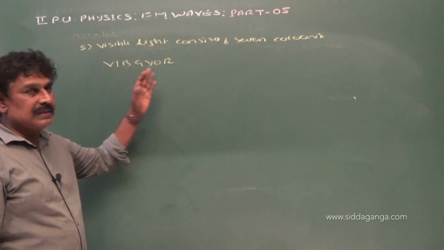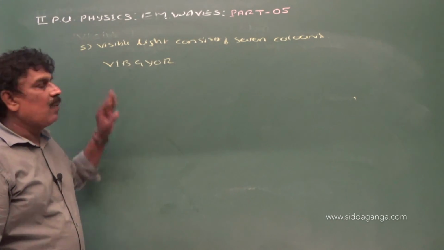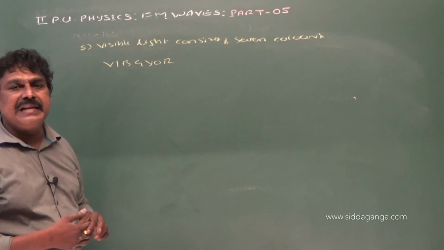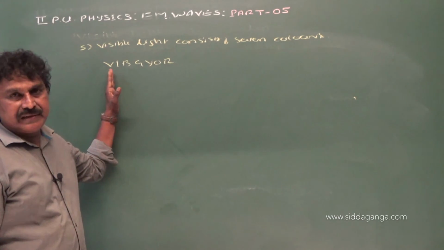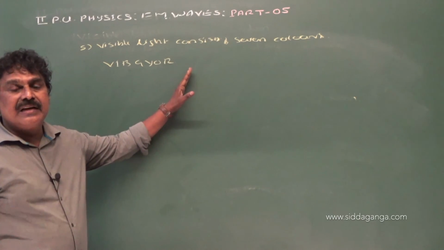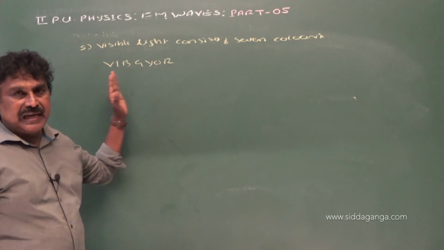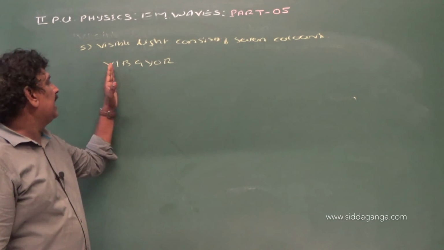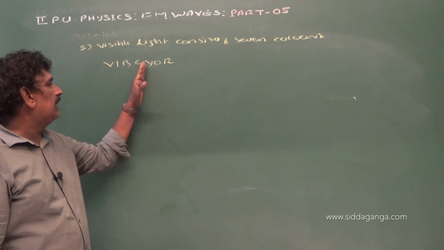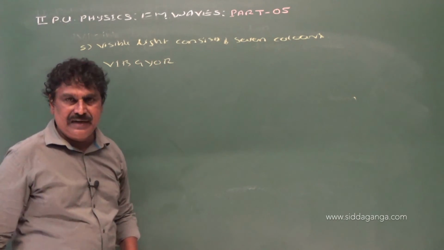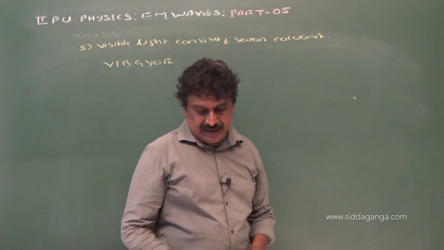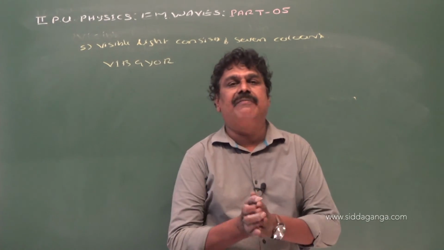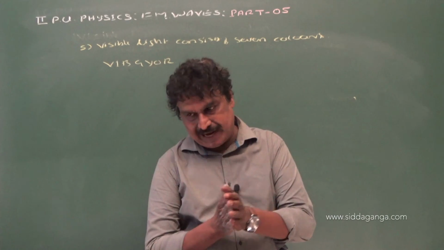Among these colors, violet has the least wavelength and red has the highest wavelength. In the increasing order of wavelength, we have violet, indigo, blue, green, yellow, orange and red. They are the 7 natural colors of visible light.